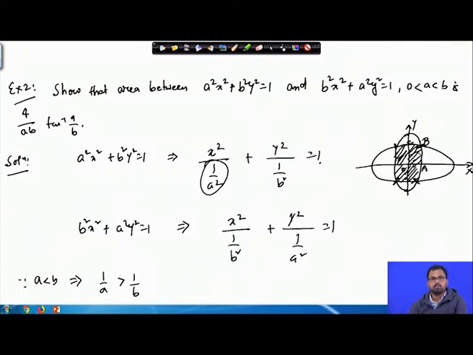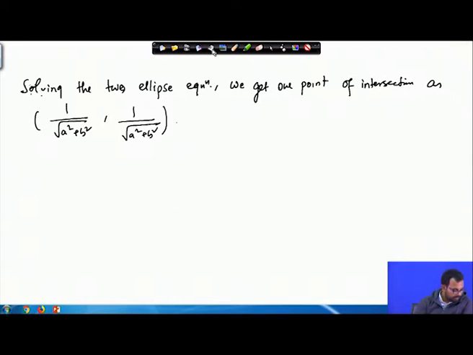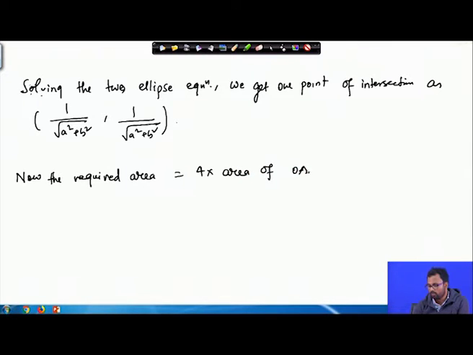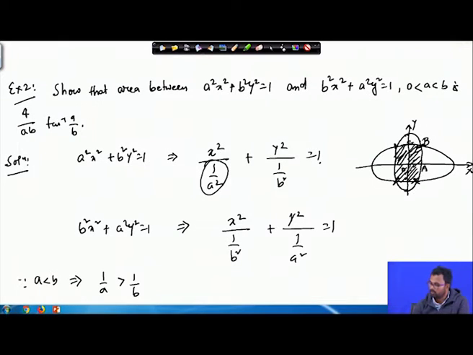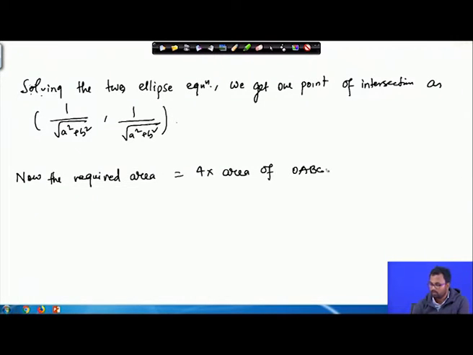So we are just focused in this first quadrant, because we will multiply the area of the first quadrant by 4. Okay. So now that we have the point of intersection, we will now write the required area is equal to 4 times the area of OABCO, as I have named it.